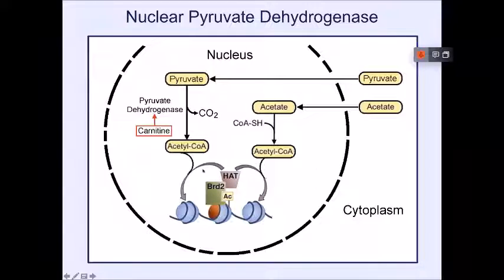Pantothenic acid, just to mention, is the vitamin that is used to make coenzyme A. So we often include pantothenate, vitamin B5, in a mitochondrial cocktail to increase the level of coenzyme A, which, as you can say, if we can increase that, then we can increase the production of acetyl-CoA wherever acetate can go.